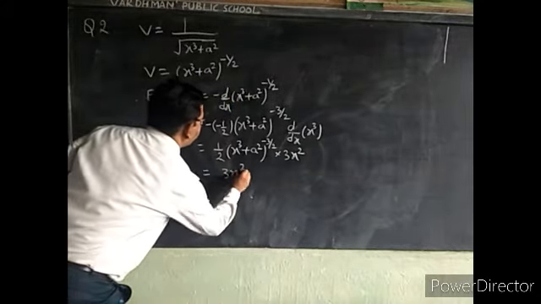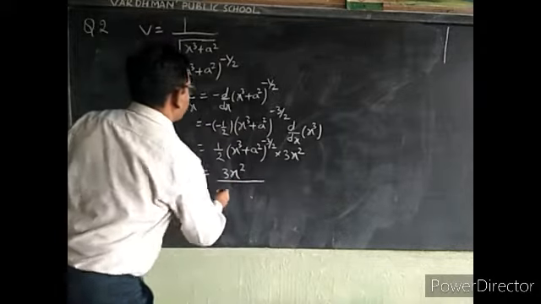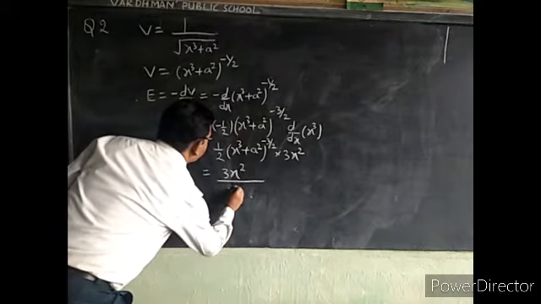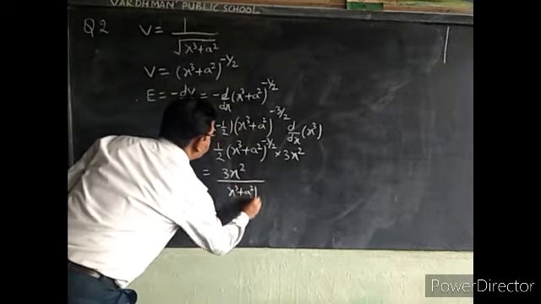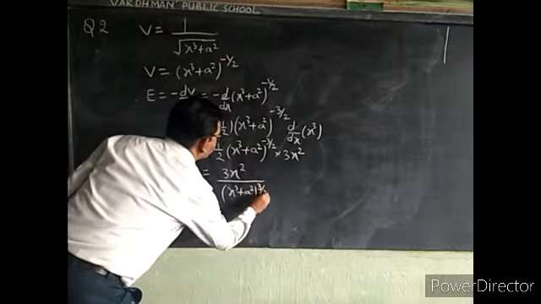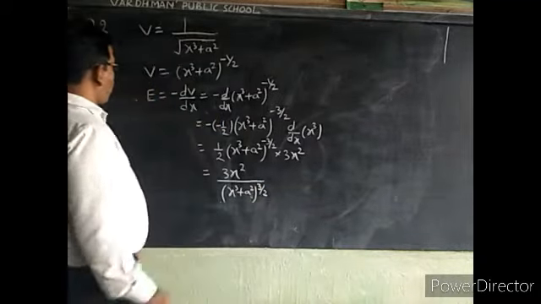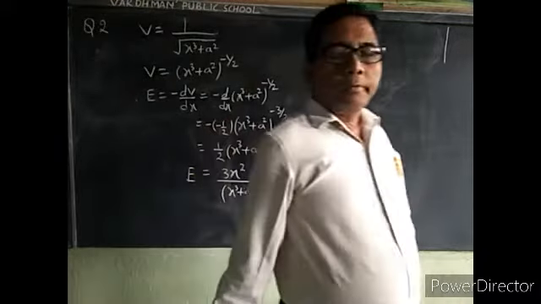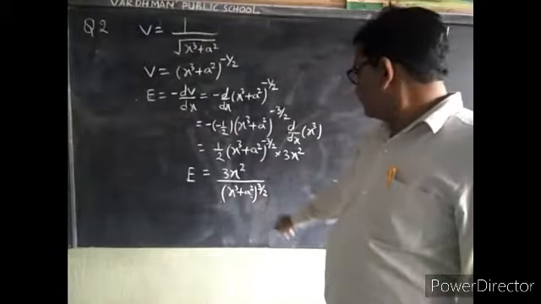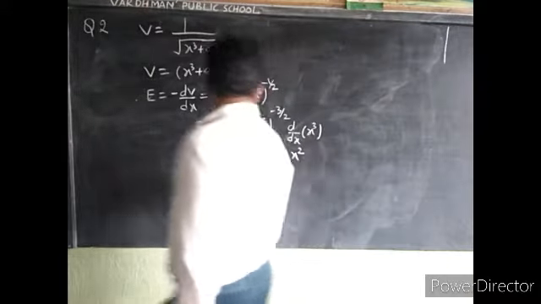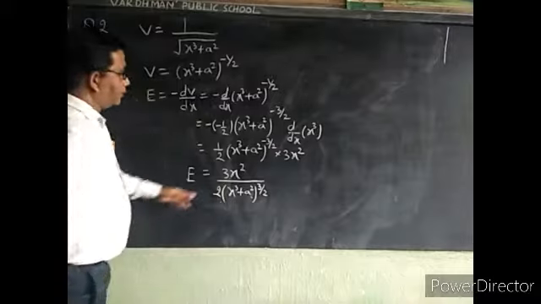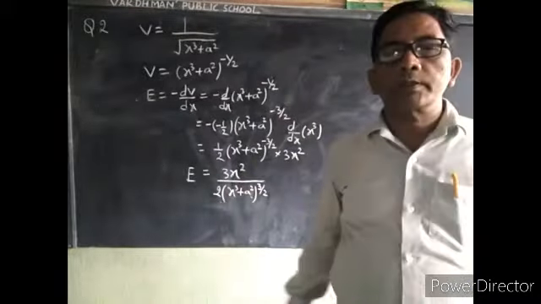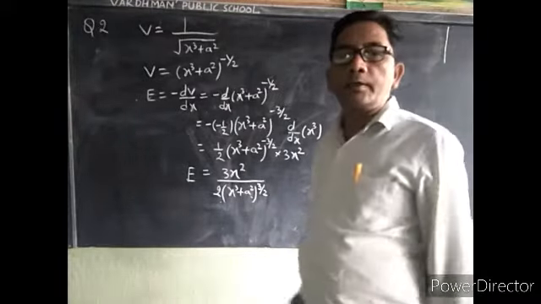So E is equal to 3x square upon 2 times x cube plus a square to the power 3 by 2.